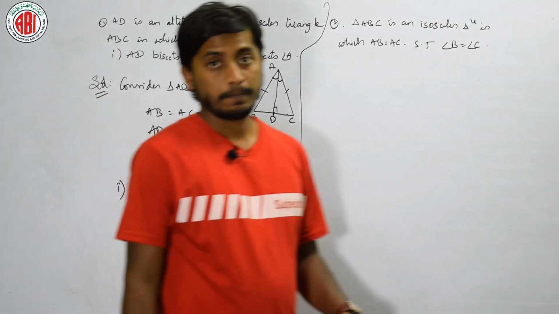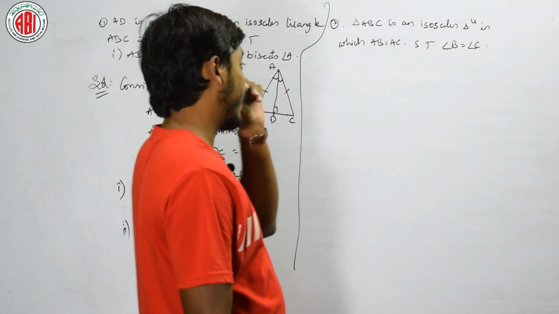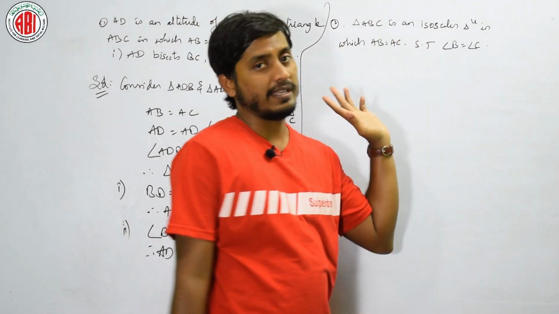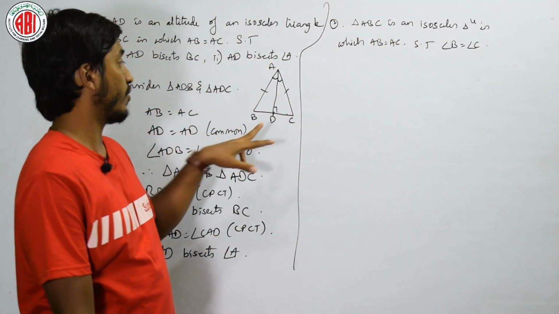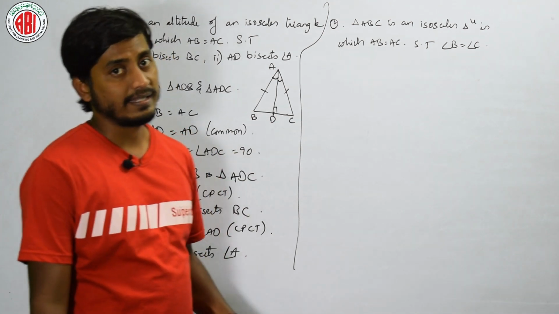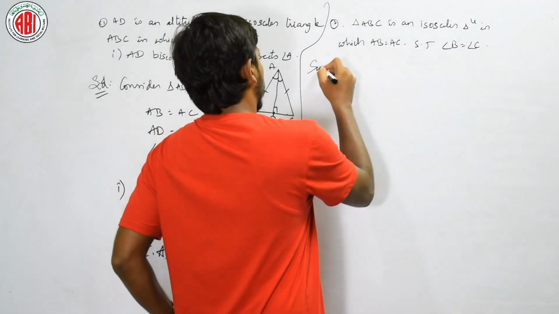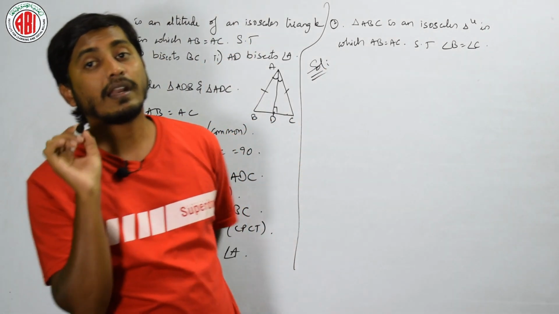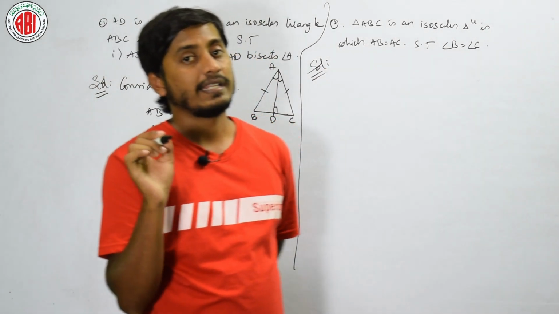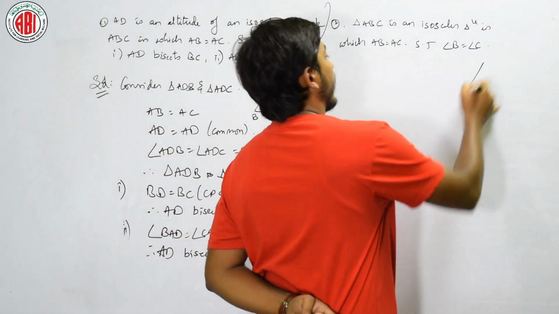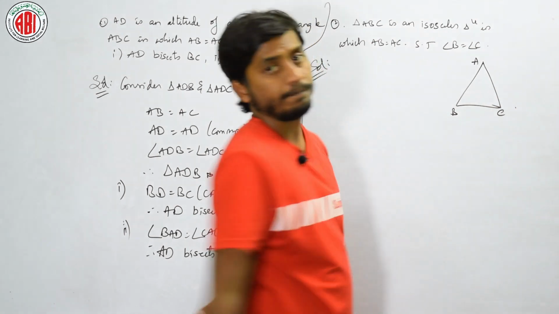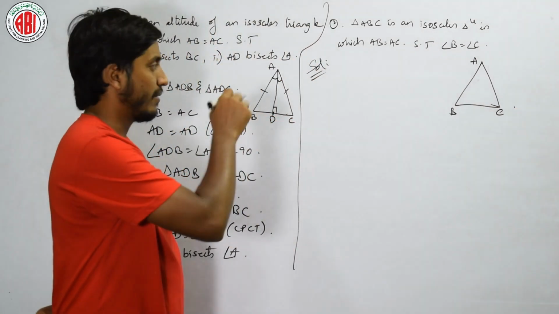Clear? Next, look at this question. Triangle ABC is an isosceles triangle in which AB equal to AC, same as before. Then he is asking us to prove that angle B equal to angle C. Almost we have the same questions of isosceles triangle, but you have to remember the congruency rule. Next, triangle ABC. Let us draw some line as it is here.